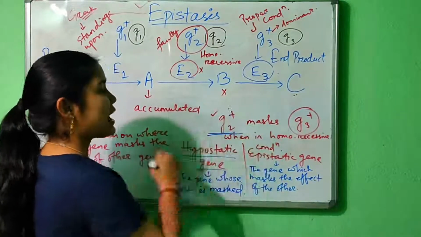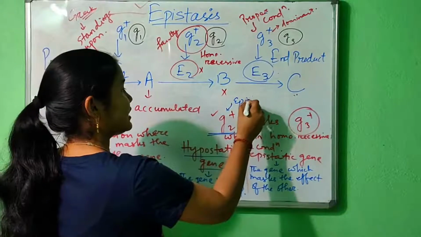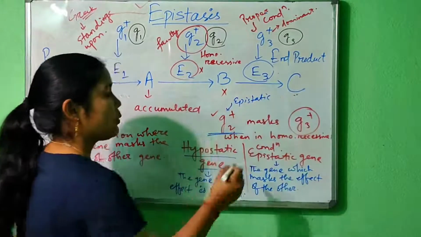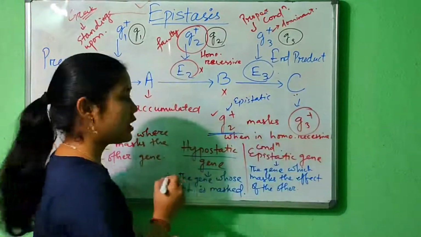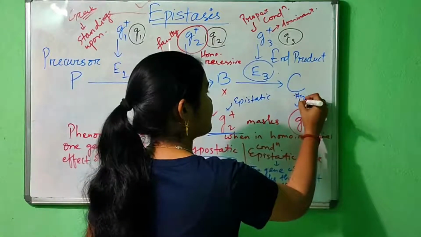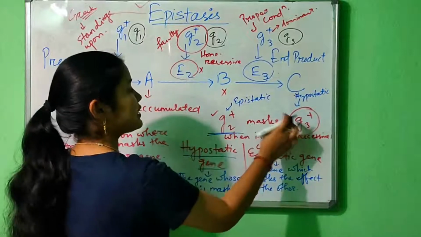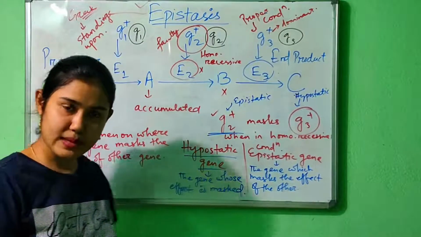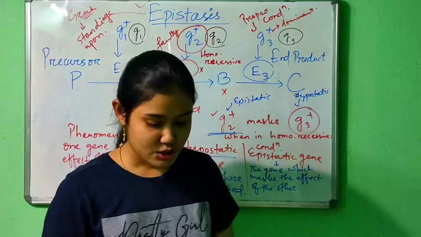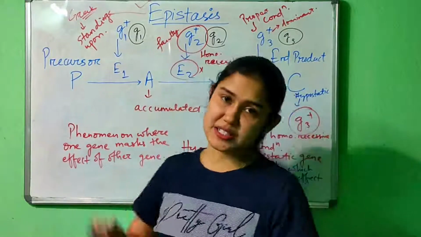So in this case, G2 plus acts as the epistatic gene, where G3 plus acts as the hypostatic gene, because this one is masking the effect of this one. Understood? So this is your epistasis.